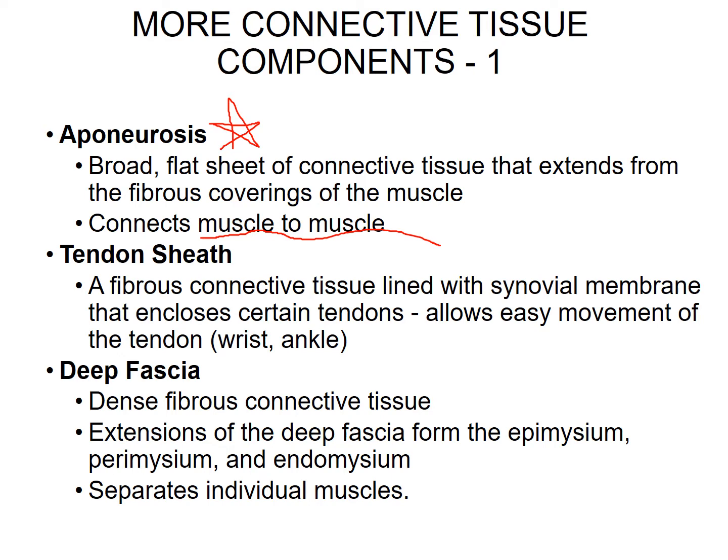So we've had muscle to bone in tendon, we've had bone to bone in ligament, and now muscle to muscle in something called an aponeurosis. And this is kind of rare in the body. I'm going to show you a picture with the abdomen area. That's the most common aponeurosis that most people think about, connecting our abdominal muscles.